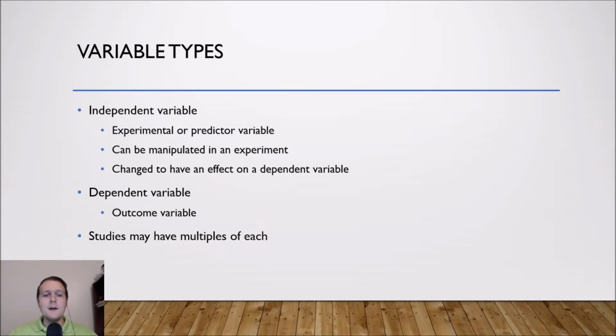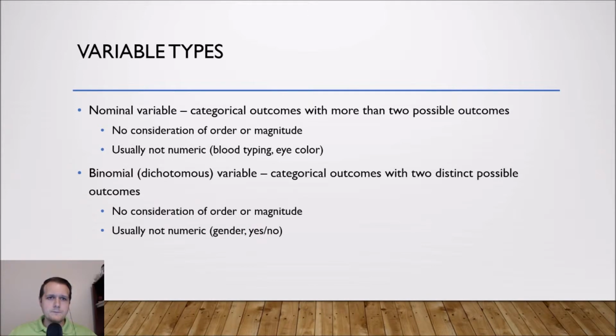In studies, you may find you have multiples of each, right? You may be able to delineate groups based off several independent variables. You may also have several dependent variables or several outcomes that you may be measuring there. So it's important to be able to distinguish between those two in any given paper.